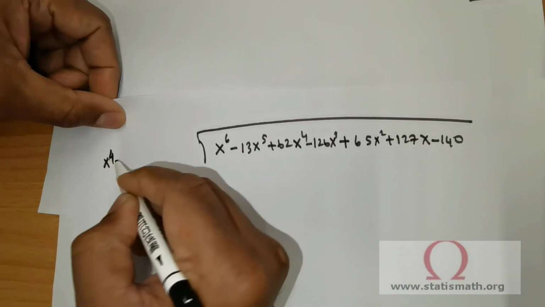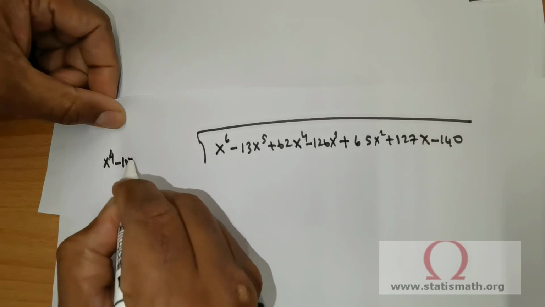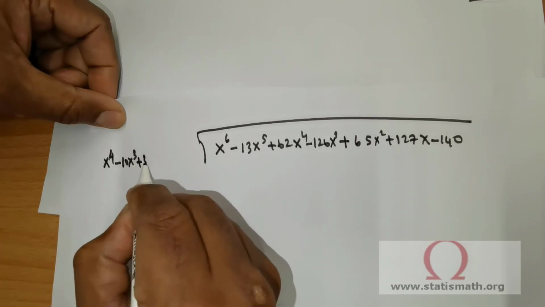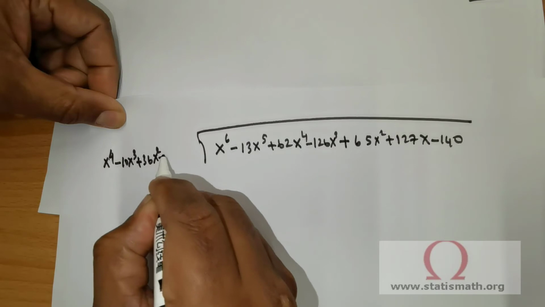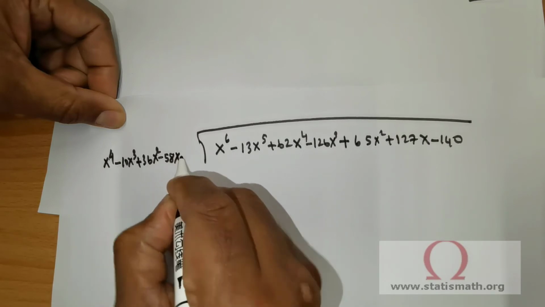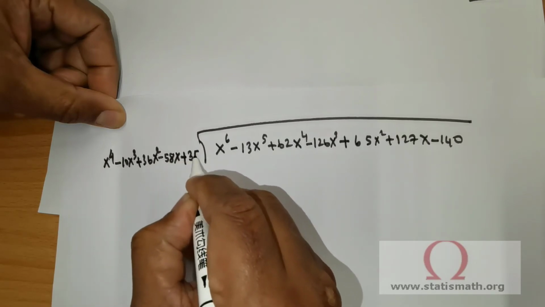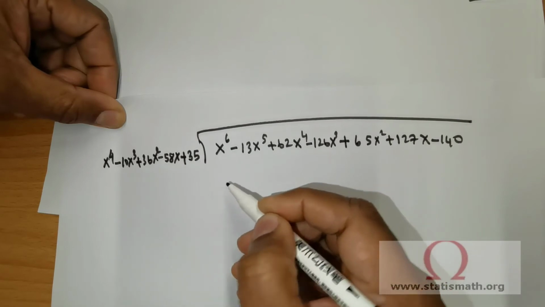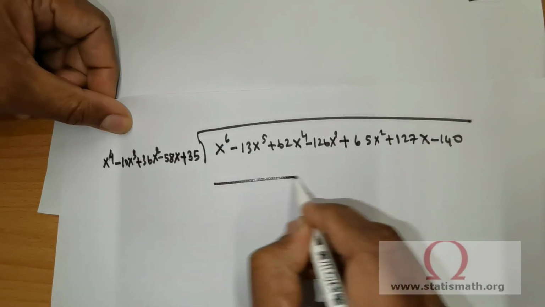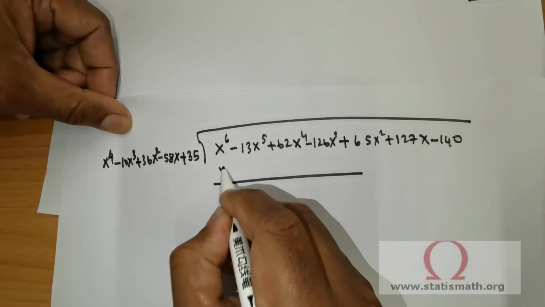So we have got this already: x to the power 4 negative 10x cubed positive 36x squared negative 58x positive 35. This is what we have got. So now we need to divide this. So foremost we need to have x to the power 6.